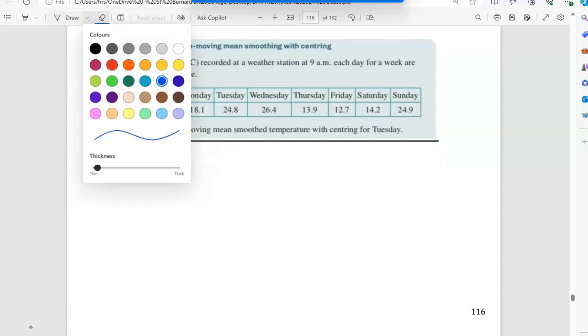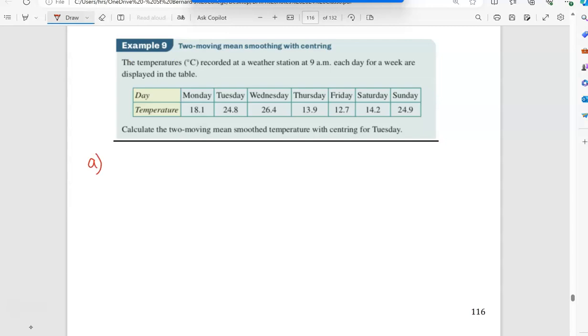If we have a look here, we've got the temperatures again, and they're asking me to do a two mean smoothing value for Tuesday. What I often do is, I know I've got to do 2 sets because I've got 2 mean. So I do the circle. I go for the day that I've been asked, and then I do one before because it's 2. So I've got 18.1 plus 24.8, and then I divide it by 2, and that gives me 21.45.